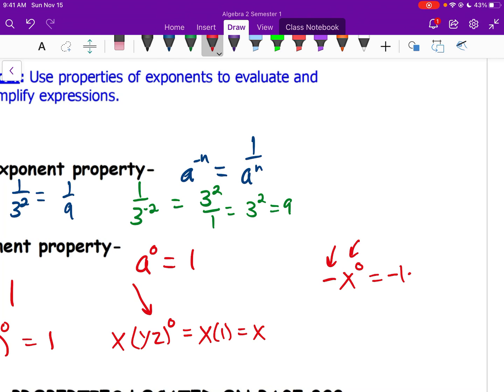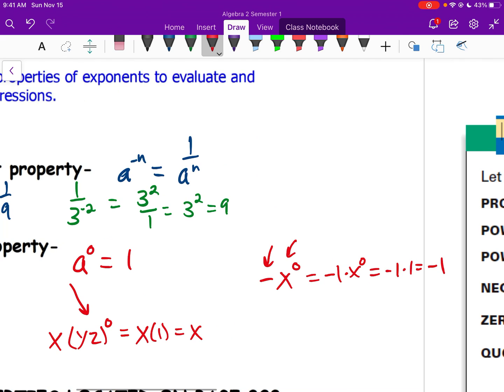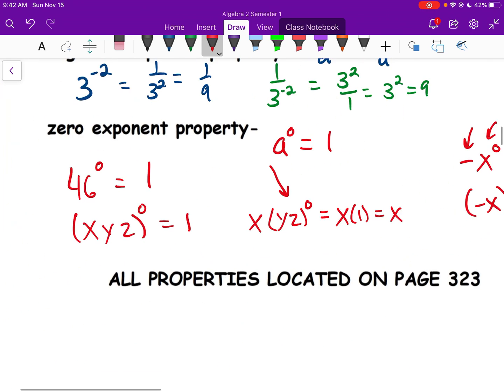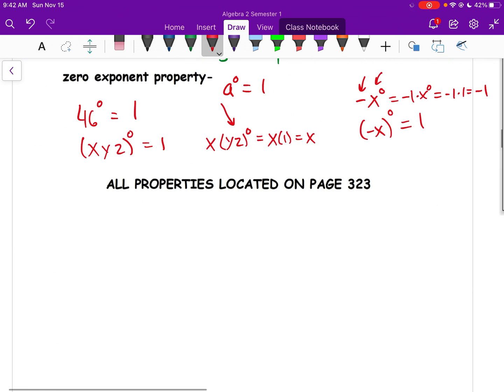Because I could write that as negative 1 times x to the 0 power, therefore negative 1 times 1. So in that case, it would be negative 1. Now, if I was to say negative x, that quantity to the 0 power, that is a case where it would be 1. Okay, so it's very important to understand where the parentheses are. Okay, so that was our zero exponent property. We'll go through those a little more later on.